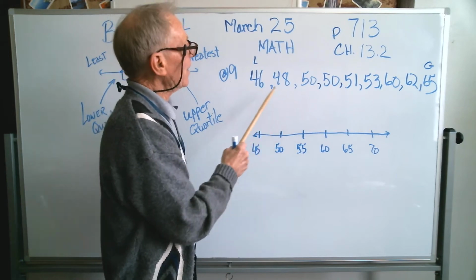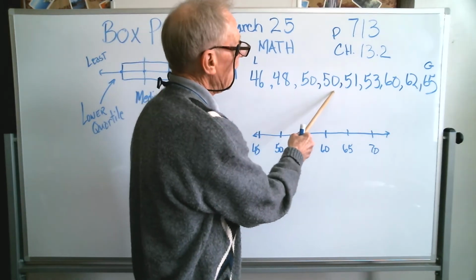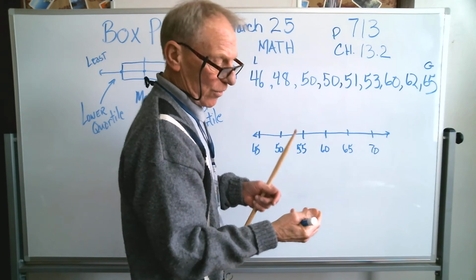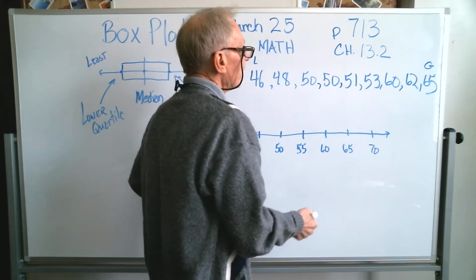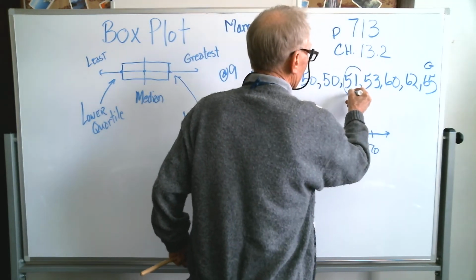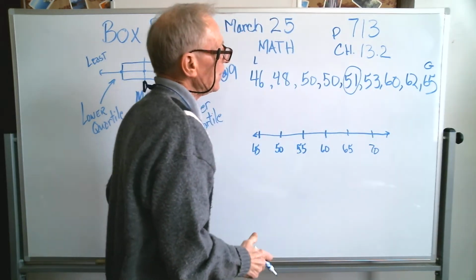So we've got 9 numbers. We're going to go 4 this way. The 5th number is going to be our median. So here's our median. Our median is 51.